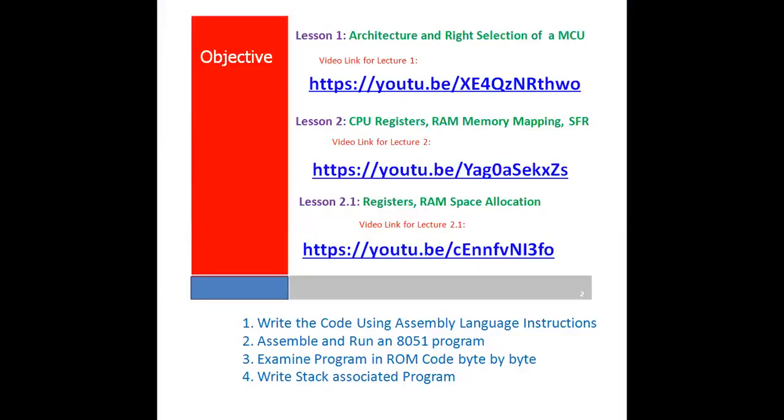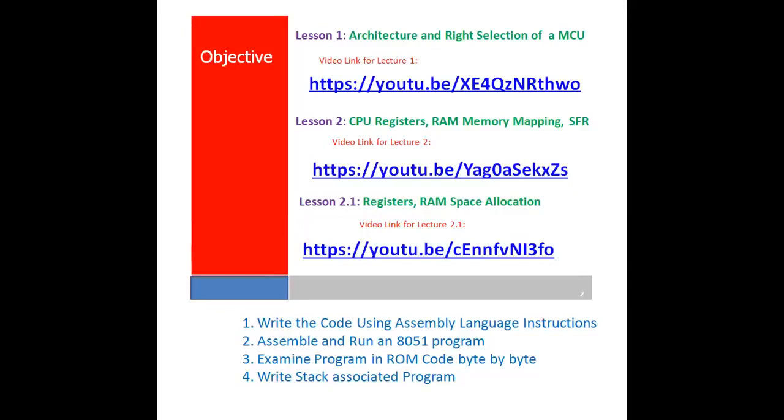Today we are going to discuss the most awaited part of the 8051 microcontroller. Yes, that is assembly language programming. This is the introductory part and the knowledge may be further extended in the next video lecture sessions. Upon completion of this course, you will be able to write code using assembly language instructions. You'll be able to assemble and run an 8051 program.